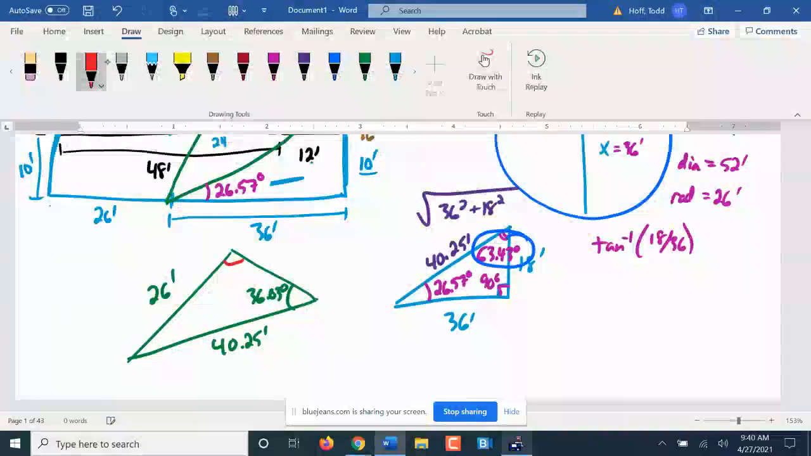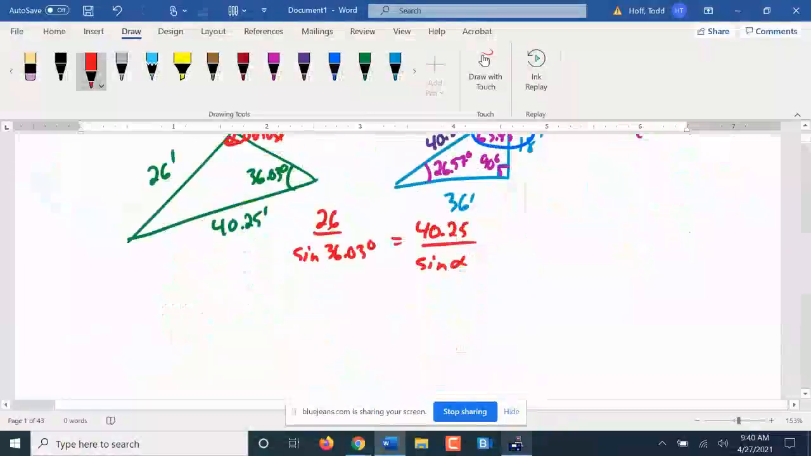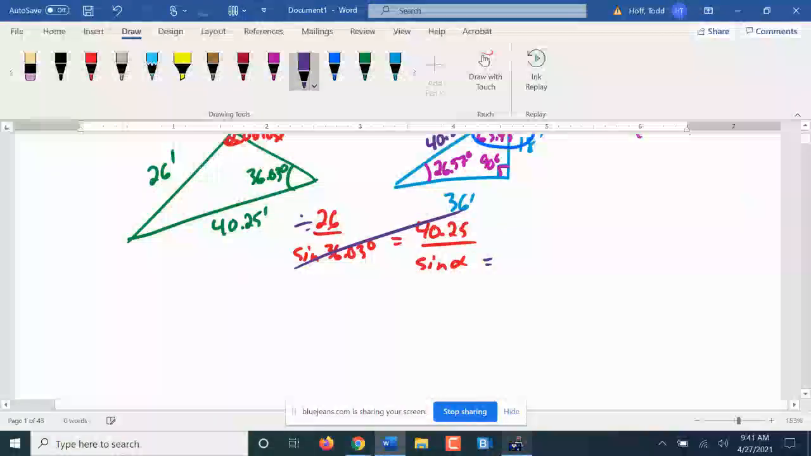Now we know this is an obtuse angle, but we can find it with our law of sines here now. 26 over the sine of 36.03 degrees equals 40.25 over the sine of that angle. I'll just call that angle alpha there for now. We're going to cross multiply and divide to get the sine of that angle.